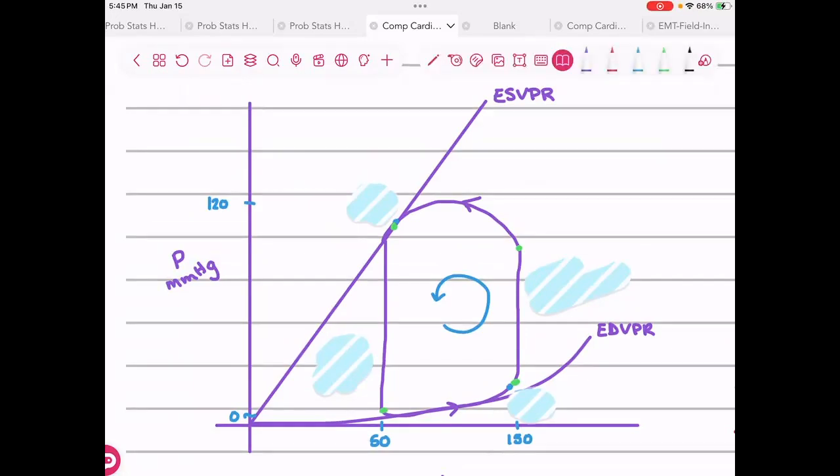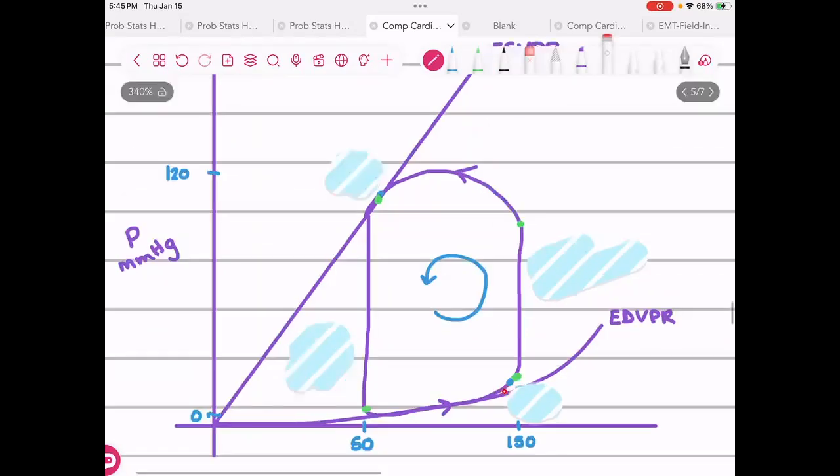There are two curves that are helpful to know about: the ESVPR, the end systolic volume pressure relationship, and then the end diastolic volume pressure relationship. So we have this line up here and then this line down there. You can see that it's supposed to hit the line over here.